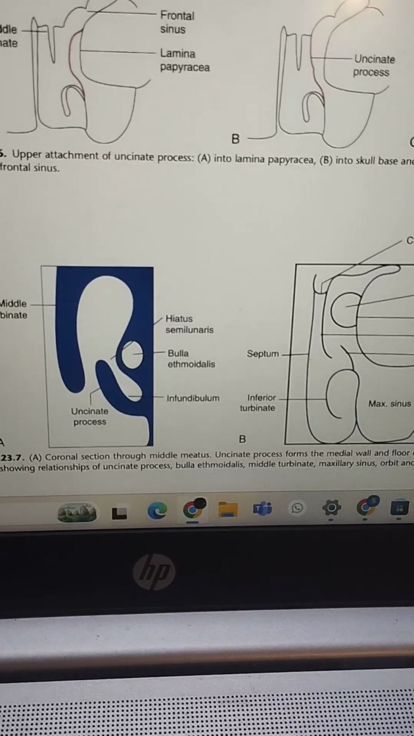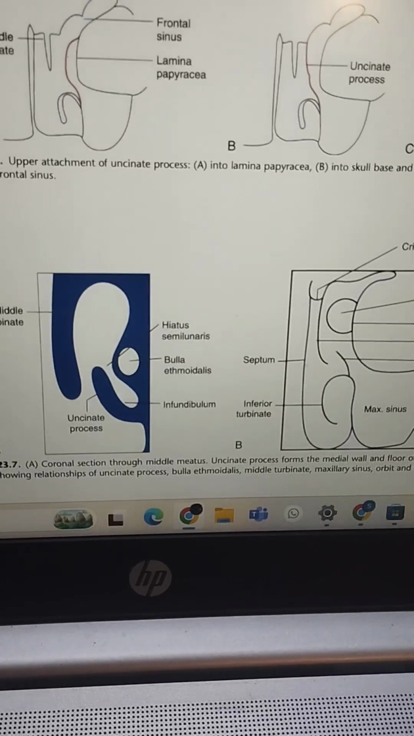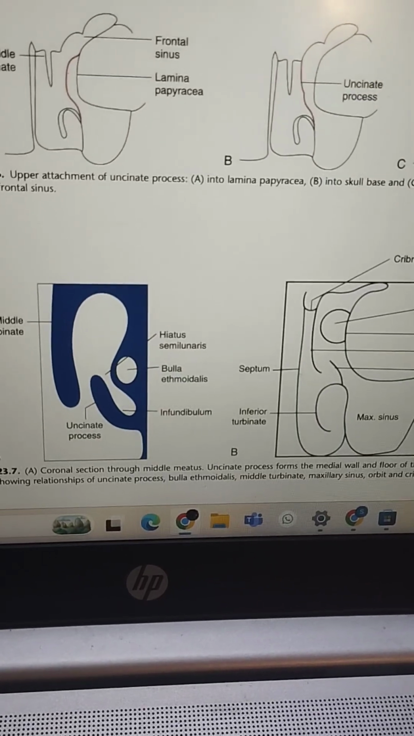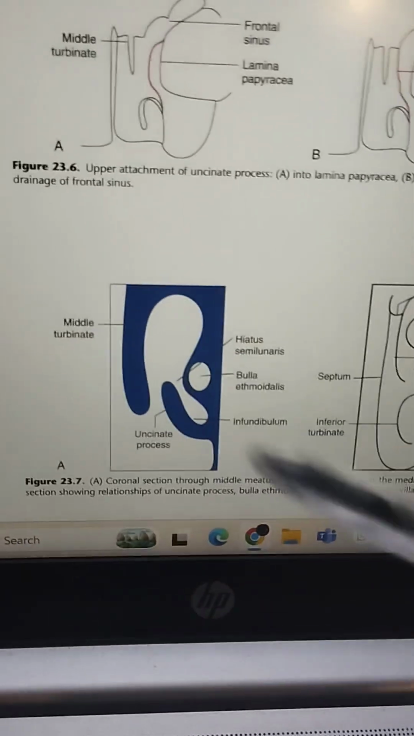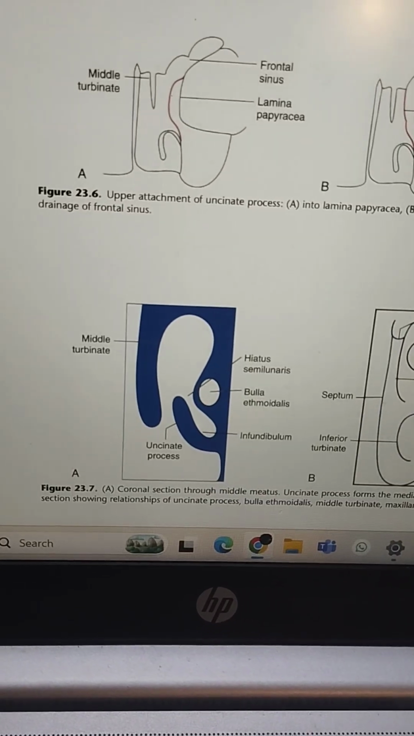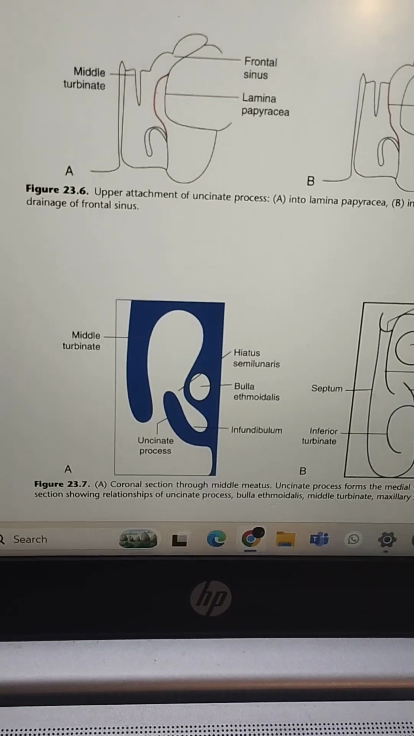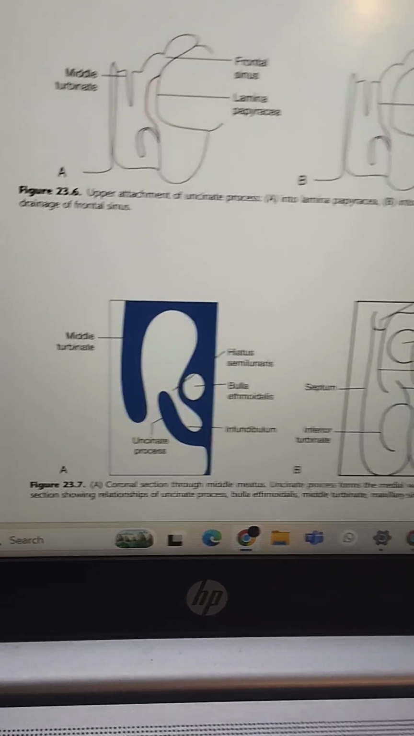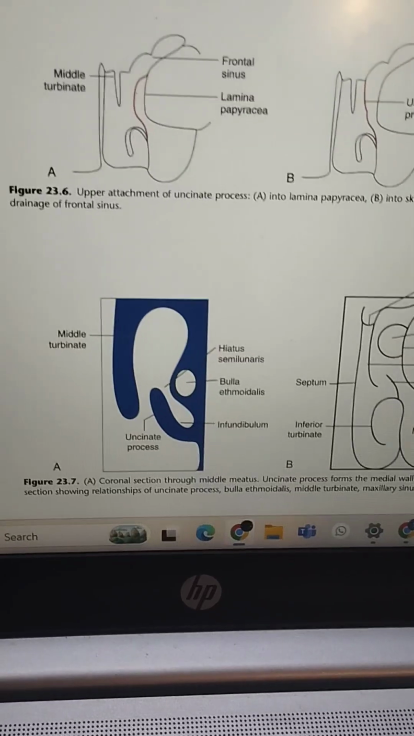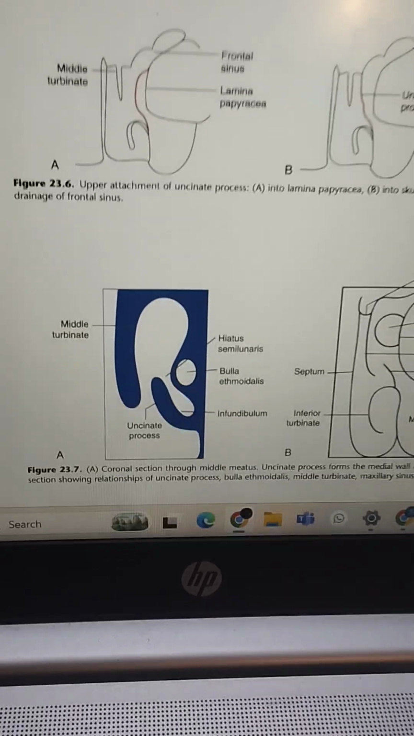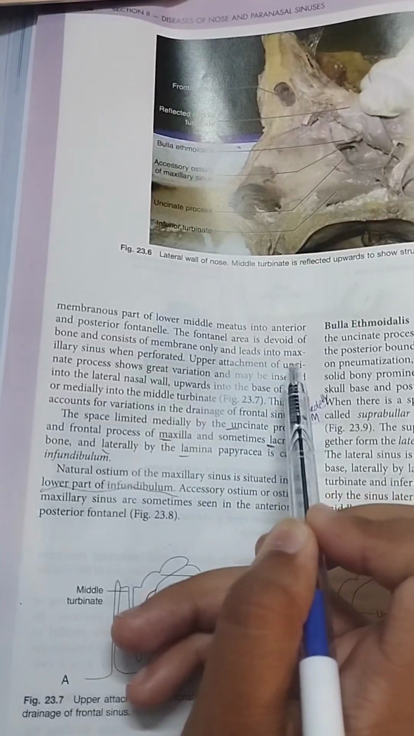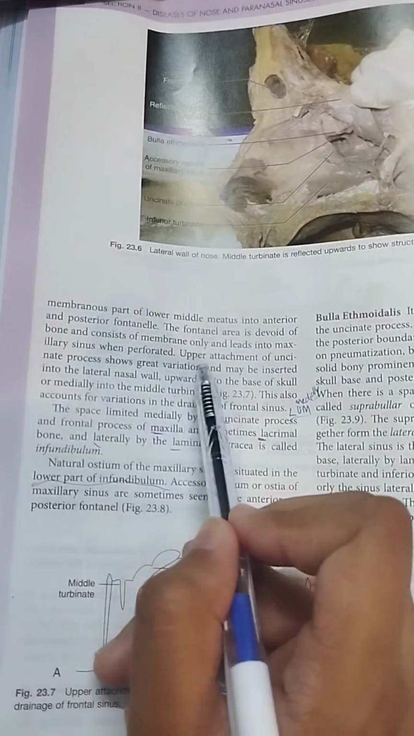Now let's talk about the antero-inferior border of the uncinate process. For that remember AIL. The anterior-inferior border of the uncinate process is attached to the lateral wall, and the posterior-inferior end of the uncinate process, so remember PII, is going to be attached to the inferior turbinate, which divides the membranous part of the lower middle meatus into anterior and posterior fontanelle. The fontanelle area is devoid of bone and it has membrane only, and it leads into the maxillary sinus when perforated.